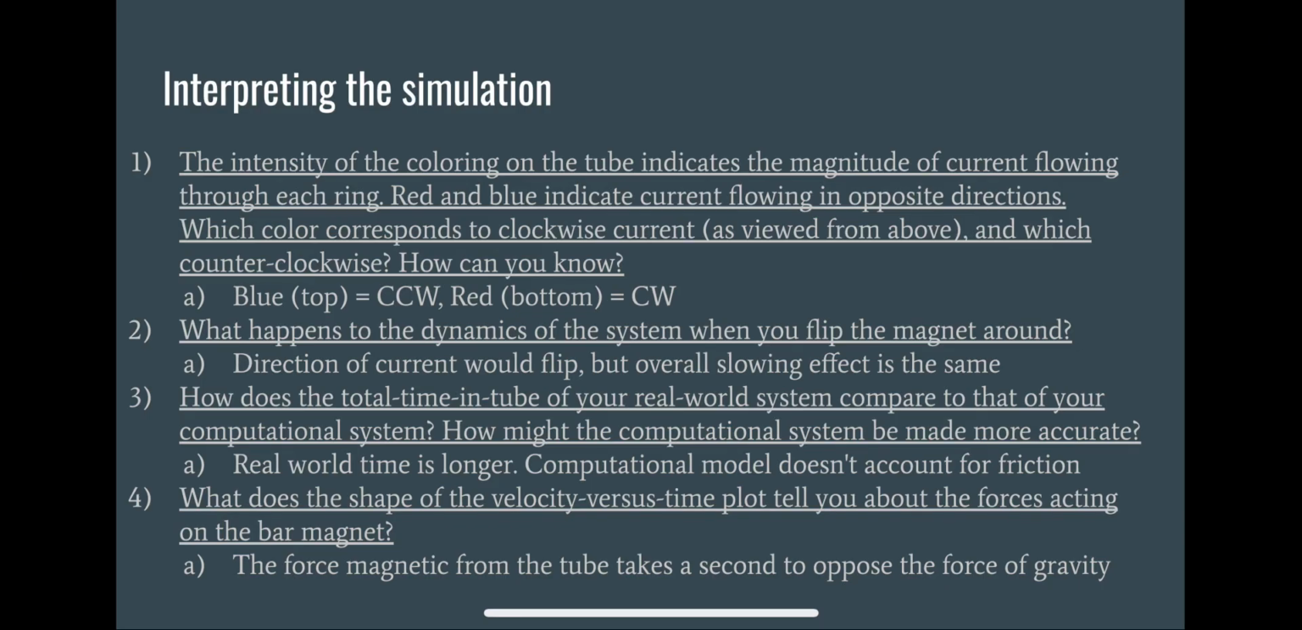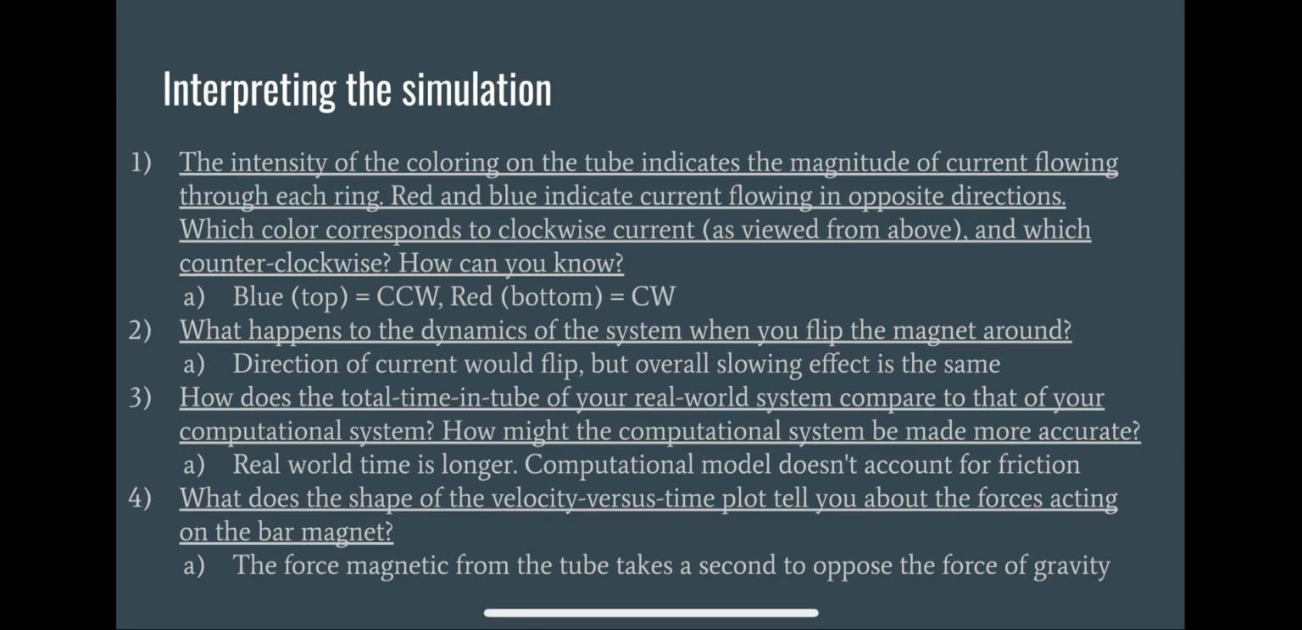What happens to the dynamics of the system when you flip the magnet around? The same exact thing would happen. It would fall really slowly, but the direction of the current is flipped. How does the total time in the tube of your real-world system compare to your simulation? The real-world time is longer. That's probably because the computational model doesn't account for friction from air or the sidewalls of the tube.